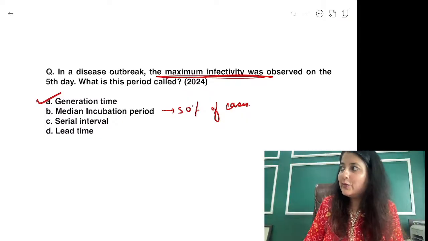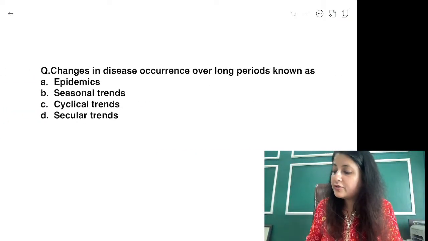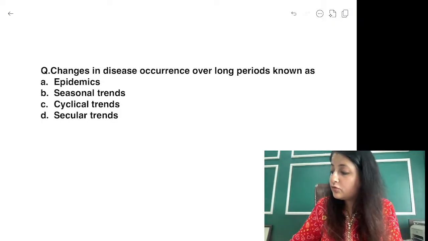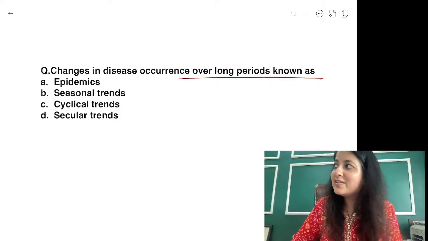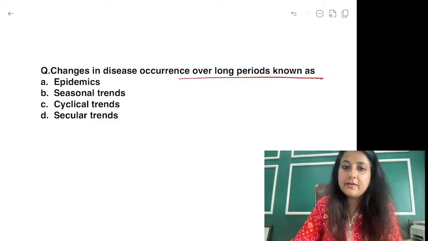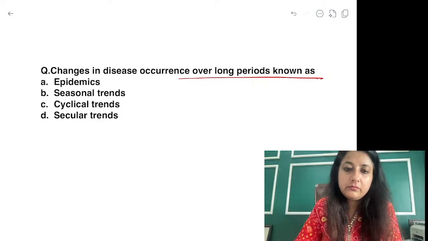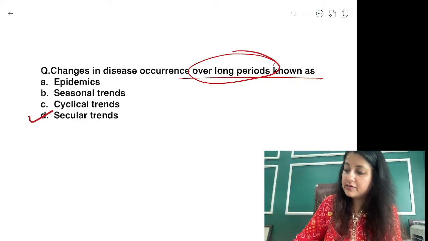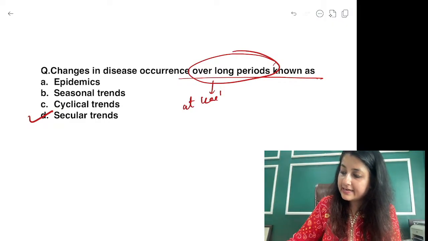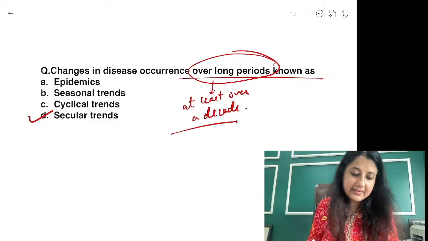Okay. So we're going to talk about one last question. Changes in disease occurrence over long periods is known as, last question. Okay. Changes in disease occurrence over long period. Long period means this is what? Secular trend. Long period means at least over a decade. At least over a decade.